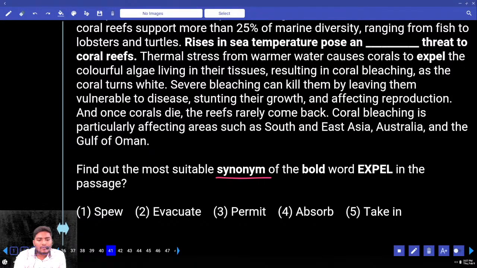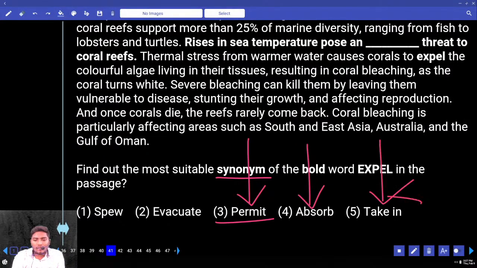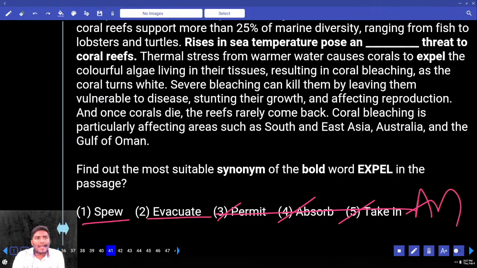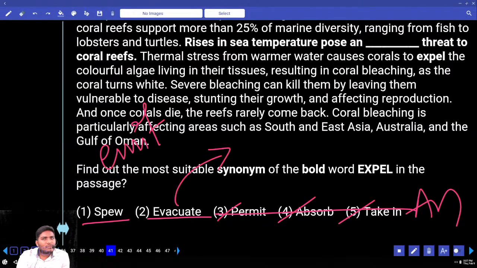What are they? Permit is to allow. Absorb is, again, the same meaning of taking in. So 5, 4, 3. These 3 are eliminated because these 3 are antonyms. Now we have 2 words here. One is spew, another one is evacuate. Spew comes with the meaning of emission, to emit something. Next, evacuation. Do you know the meaning of the word evacuate? What do you mean by evacuate?